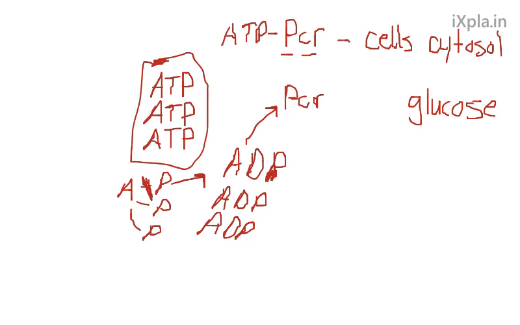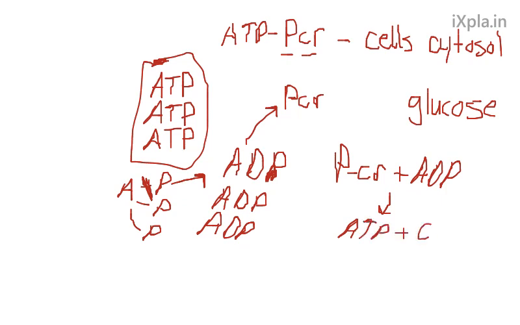So the whole reaction formula looks like you have PCR, which is phosphocreatine, plus an ADP molecule, which it finds, and it forms an ATP and creatine. And that's the same thing that people supplement with, creatine, that I think builds muscle.